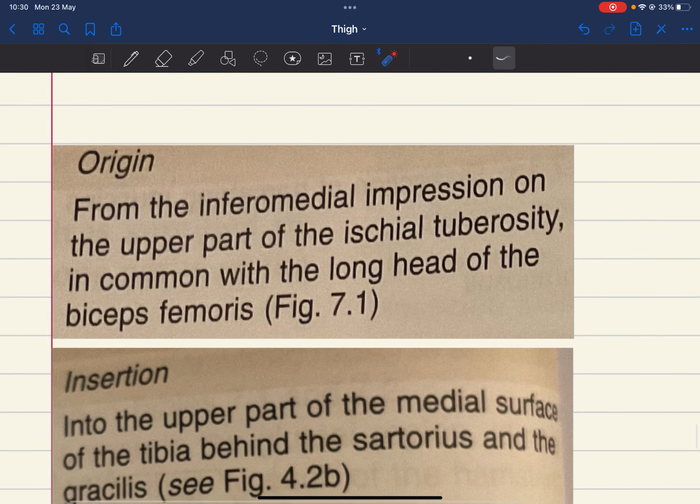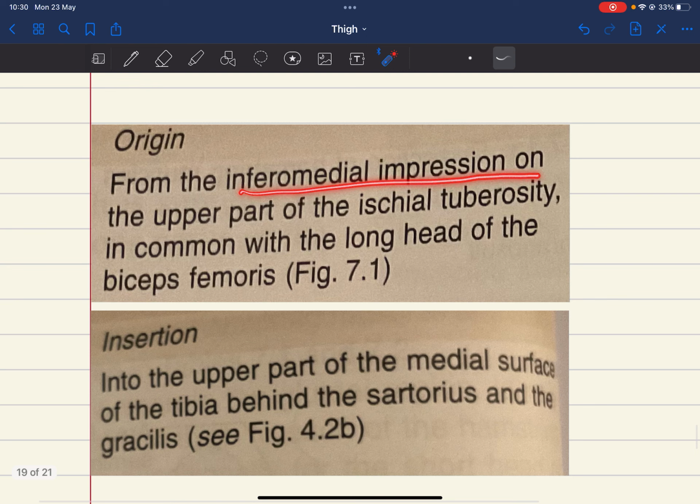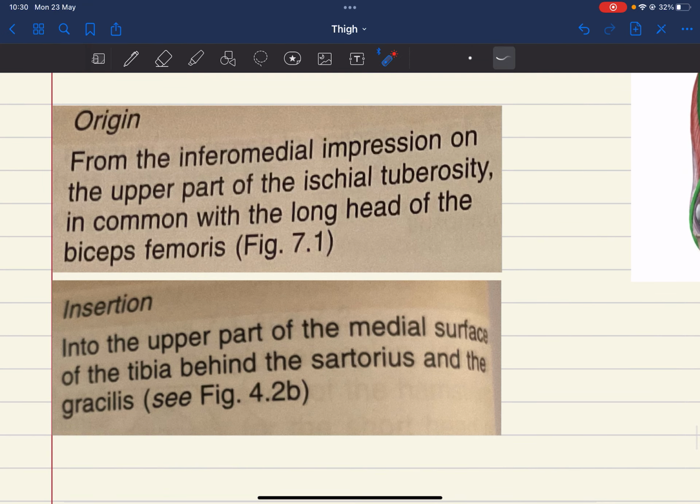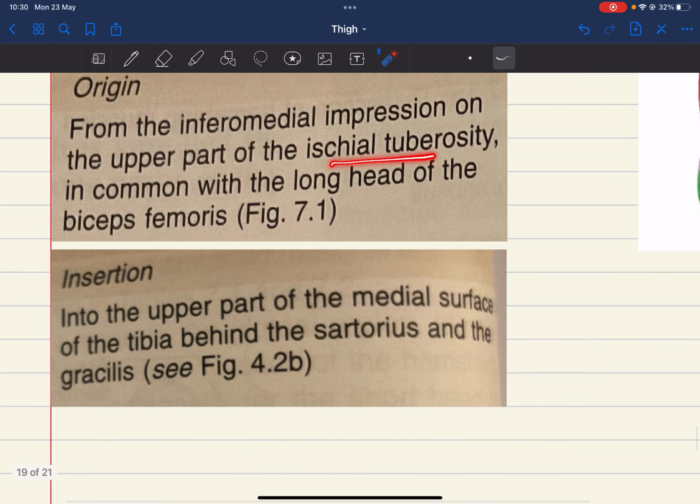So its origin is from the inferomedial impression on the upper part of the ischial tuberosity. यहाँबाटै and it is common with the long head of bicep femoris को origin सँग common हुन्छ. This we have already discussed in the hip bone. र यसको origin भयो यो from the ischial tuberosity. त्यस्तै गरी यसको insertion चाहिँ कता हुन्छ भन्दाखेरि from the medial surface of the tibia behind sartorius and gracilis.